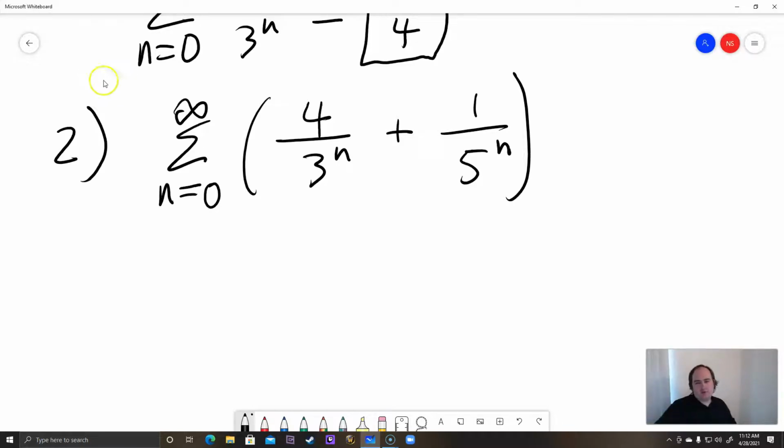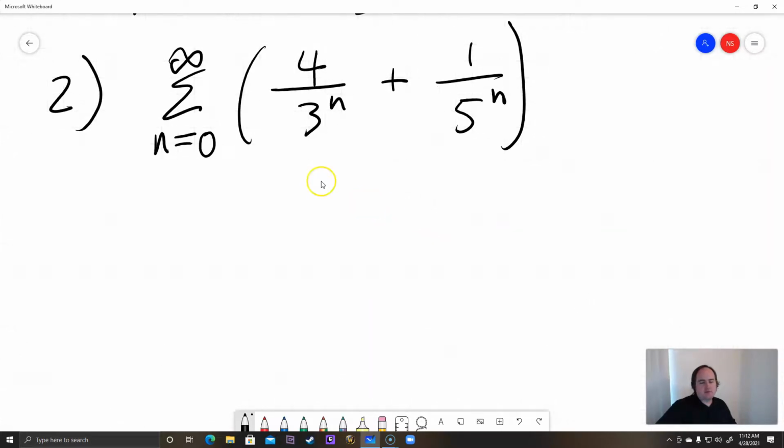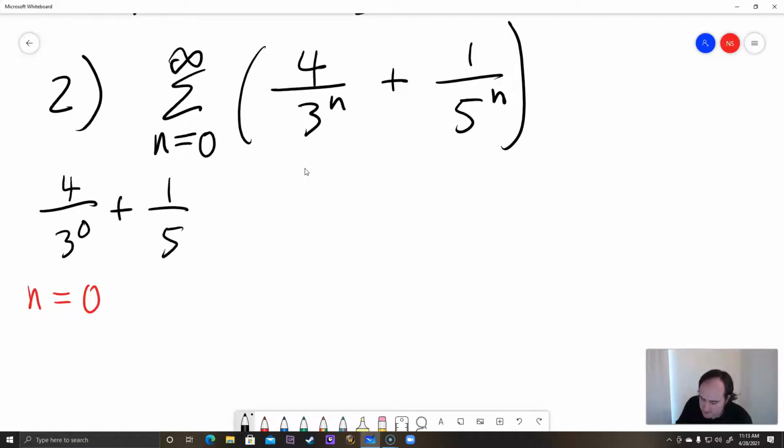So for writing out the first few terms of the series, rather than having to write n equals 0, n equals 1, all that, I'm just going to go ahead and write them all out with pluses between them, because that's really what the sigma notation means, the summation notation. So the first term is where n equals 0. And if n equals 0, then we're going to have 4 over 3 to the 0 plus 1 over 5 to the 0. But that's just going to be 4 over 1 plus 1 over 5.